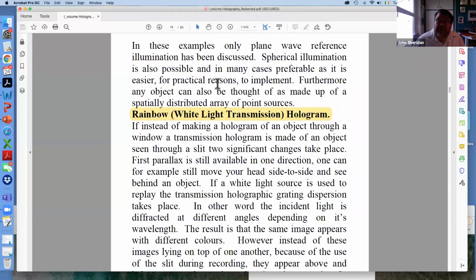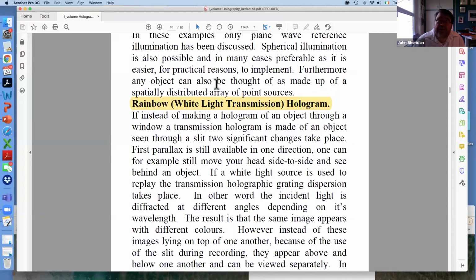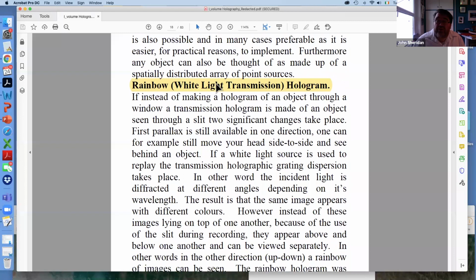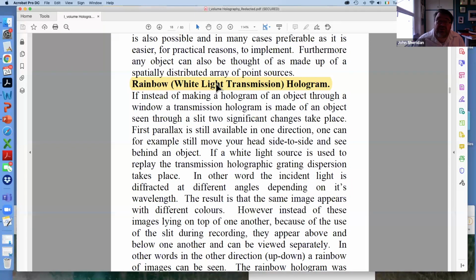Furthermore, any object can also be thought of as made up of a spatially distributed array of point sources. So this is our Huygens principle. We can take the field in free space and write it as an infinite spectrum, a distribution of plane waves. But we can also describe any field as an array of point sources for spherical light beams, like Huygens uses to describe the propagation of wavefronts.